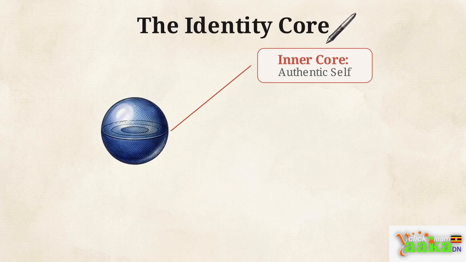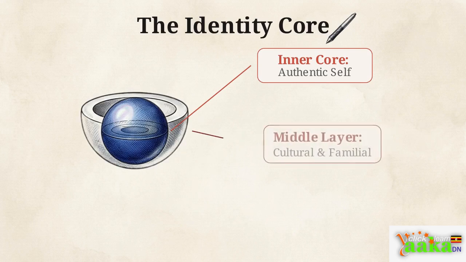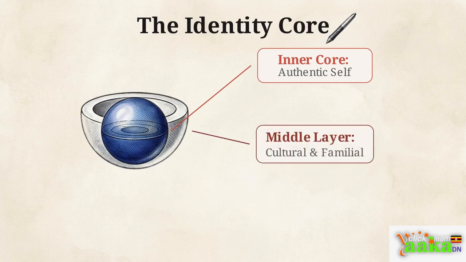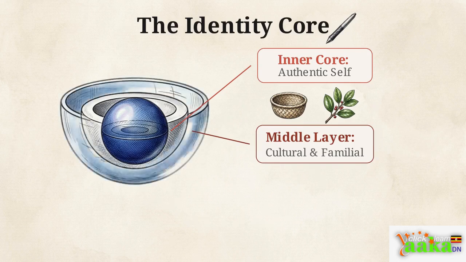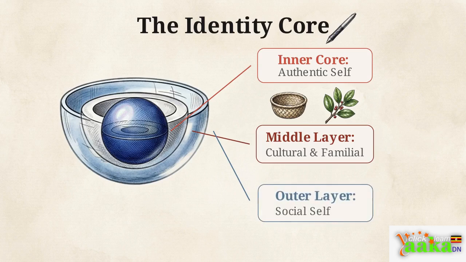Wrapping around that is the middle layer, representing the cultural and familial influences you absorb. In a Ugandan context, this often carries traditional values and the heavy parental expectation to pursue a stable, respected field like the sciences. Finally, the outer layer is your social self. This dictates how you behave in public and the level of conformity required to fit in with your peers at school. Conflict happens when these layers scrape against each other.